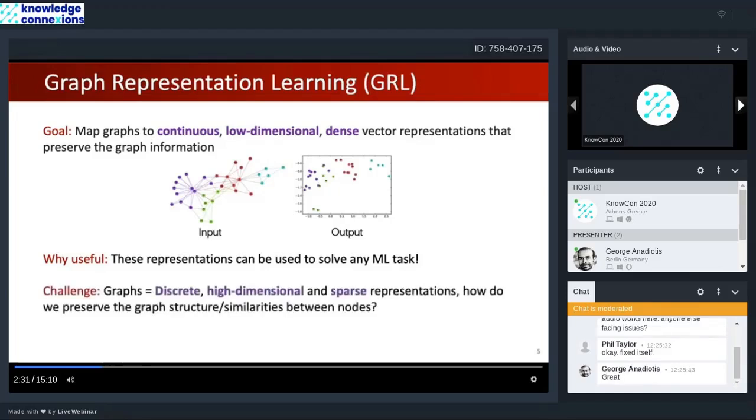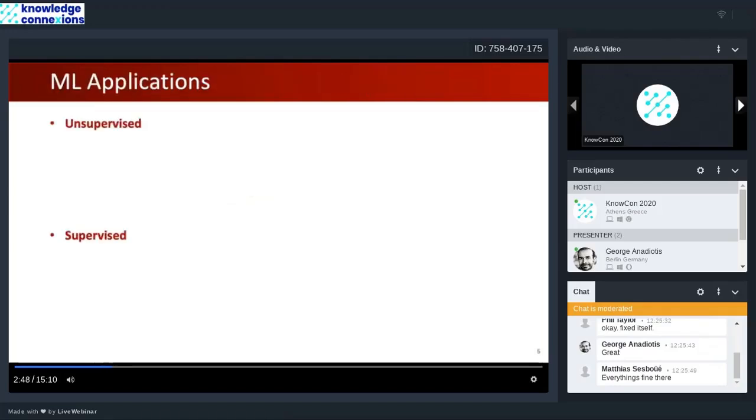However, graphs are sparse, discrete, and high-dimensional objects, and so it's not clear how to get a mapping from a graph to a low-dimensional, dense, and continuous feature representation while preserving all the important graph information. And so we'll see next how to design models that solve these challenges. So there are two main learning scenarios for graph representation learning: supervised and unsupervised.